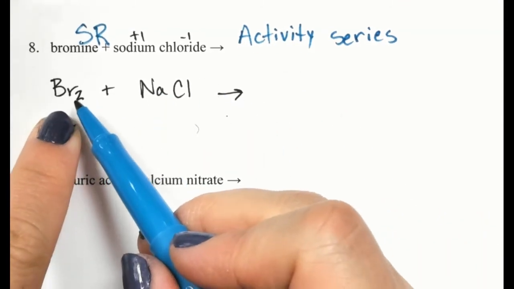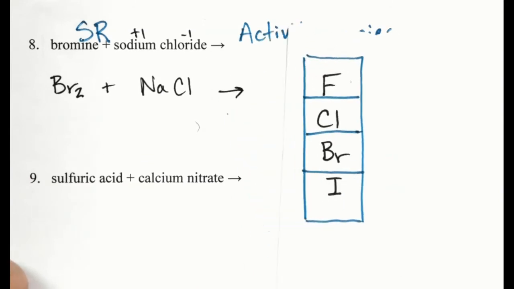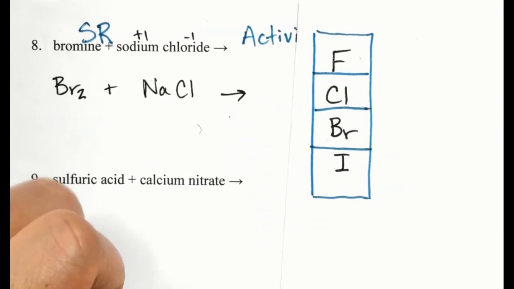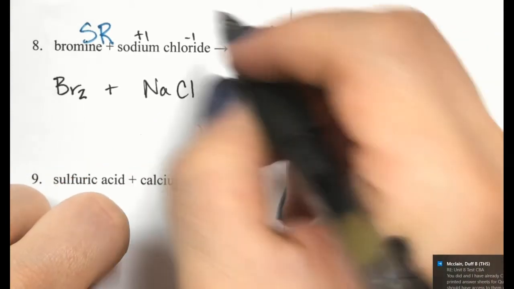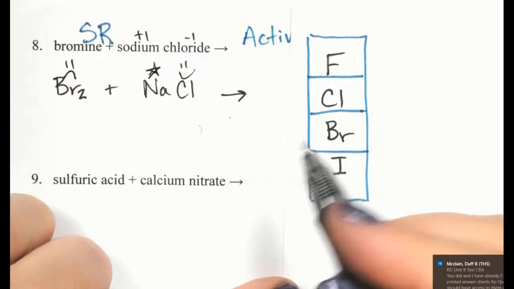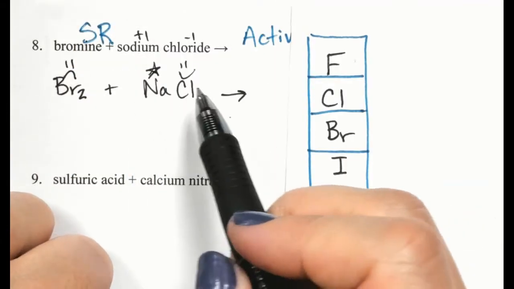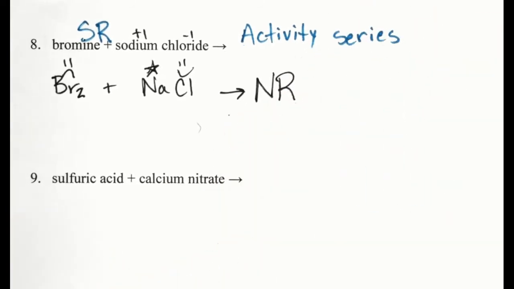Since this is a halogen, we're going to look at the halogens on the periodic table, and we're going to put our smiley face over the chloride because it's higher than bromine. So here's your smile, there's your star, and bromine is the frown. Star wants to be with the smile, so this is going to be no reaction.